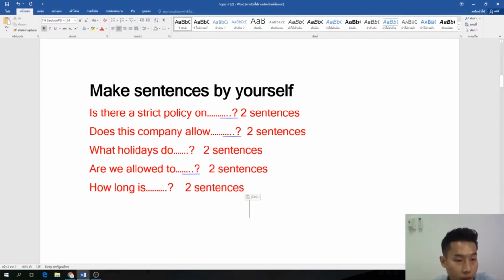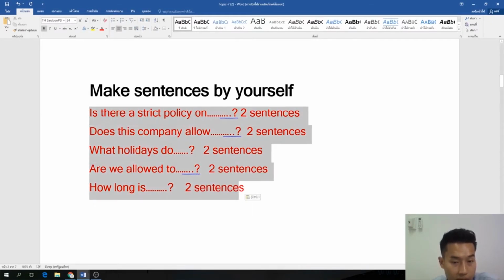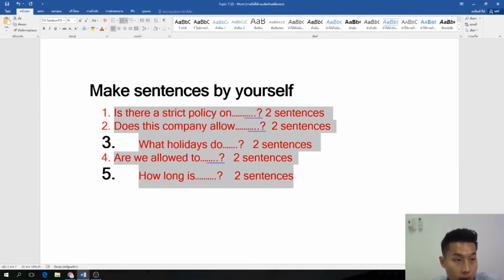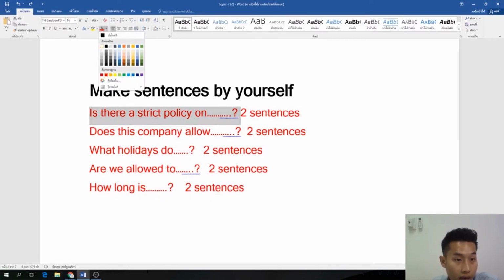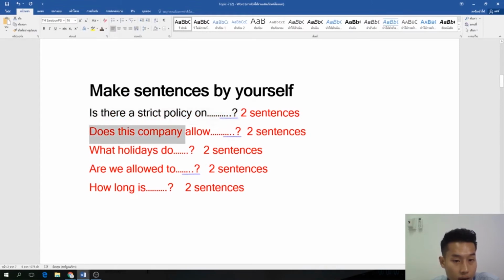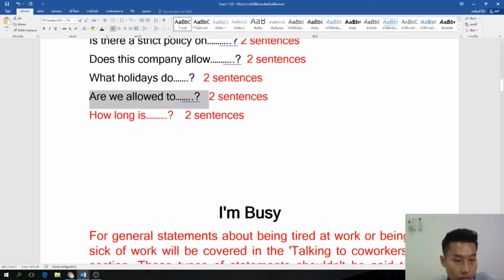Okay, right now we have around 5 sentences. The first one, this one, I try to make black color. Number 2. Number 3. Number 4. And number 5 here.